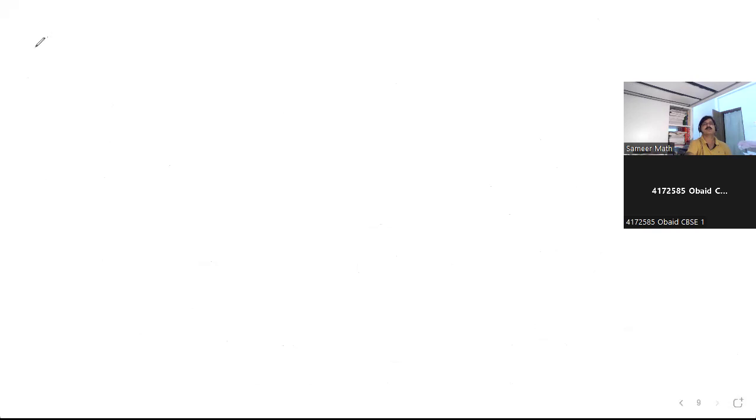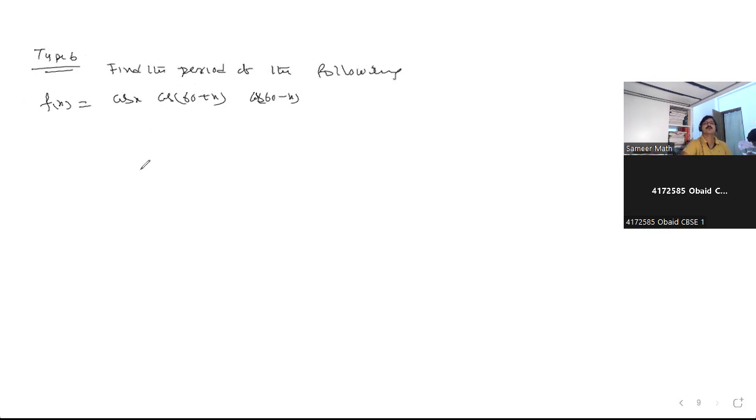Now type 6, you see this now. In type 6, if you remember the formula, for example, if he has given cos x, cos of 60 plus x, cos of 60 minus x, and asks to find the period, what are you supposed to do here? f of x is equal to, according to the formula, after simplifying, we get cos 3x. What is the period of this one? 2 pi by 3 is the answer.